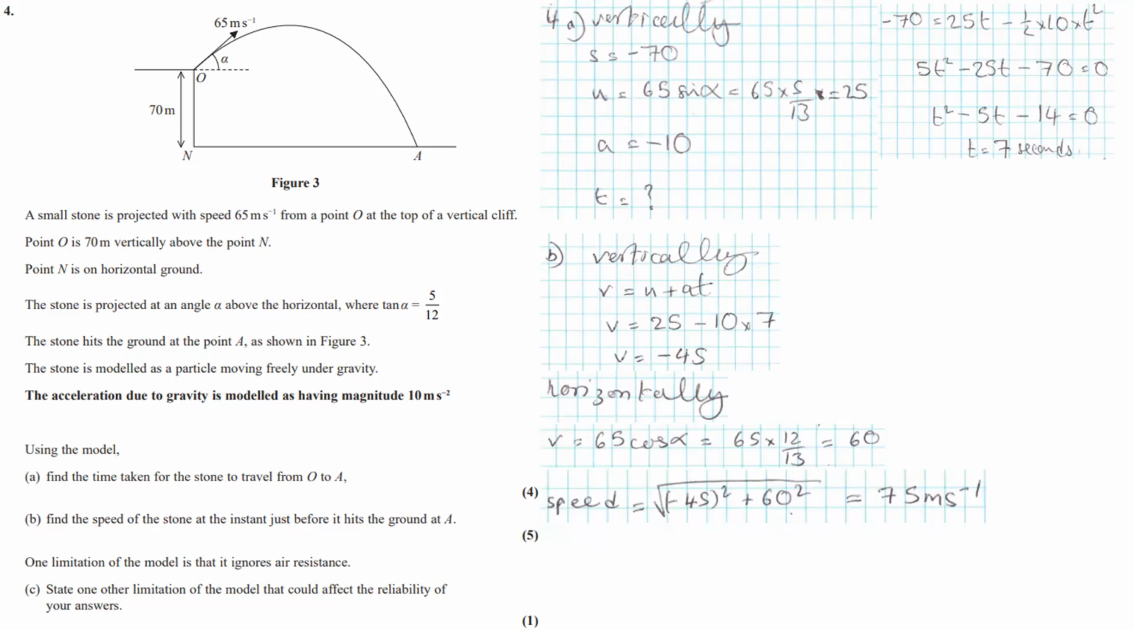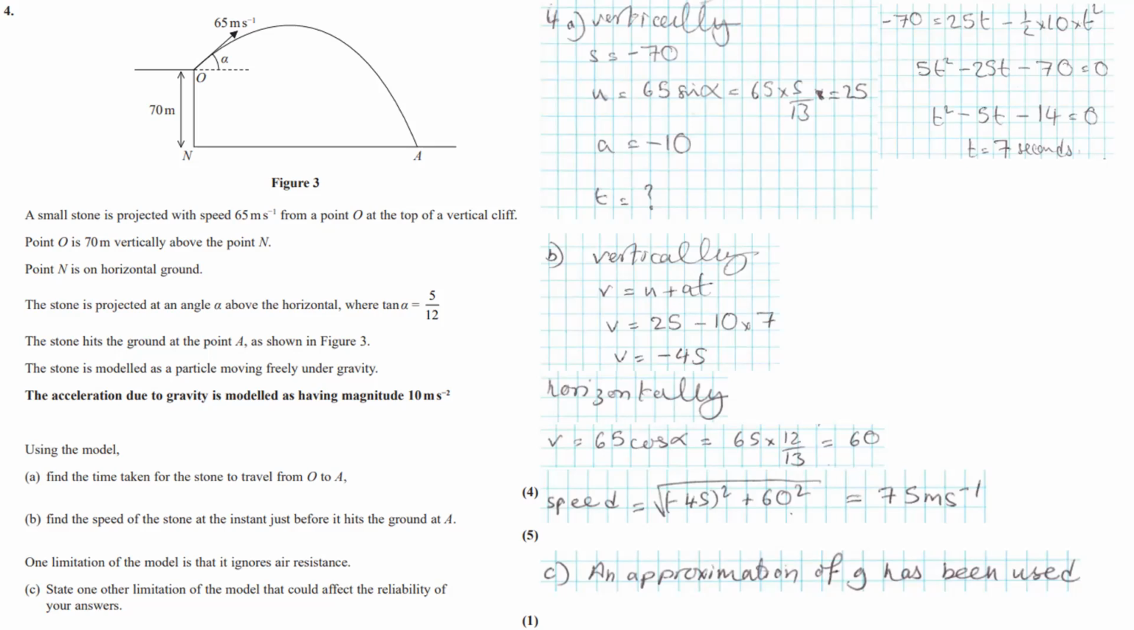The limitation question: one limitation ignores air resistance. They write that because everyone starts to write air resistance, so they've actually mentioned that. If you write air resistance, you're not going to get any marks because they've already stated that. So what have I written? The approximation of g is used, because we're using 10 when it's supposed to be 9.8 or 9.81.